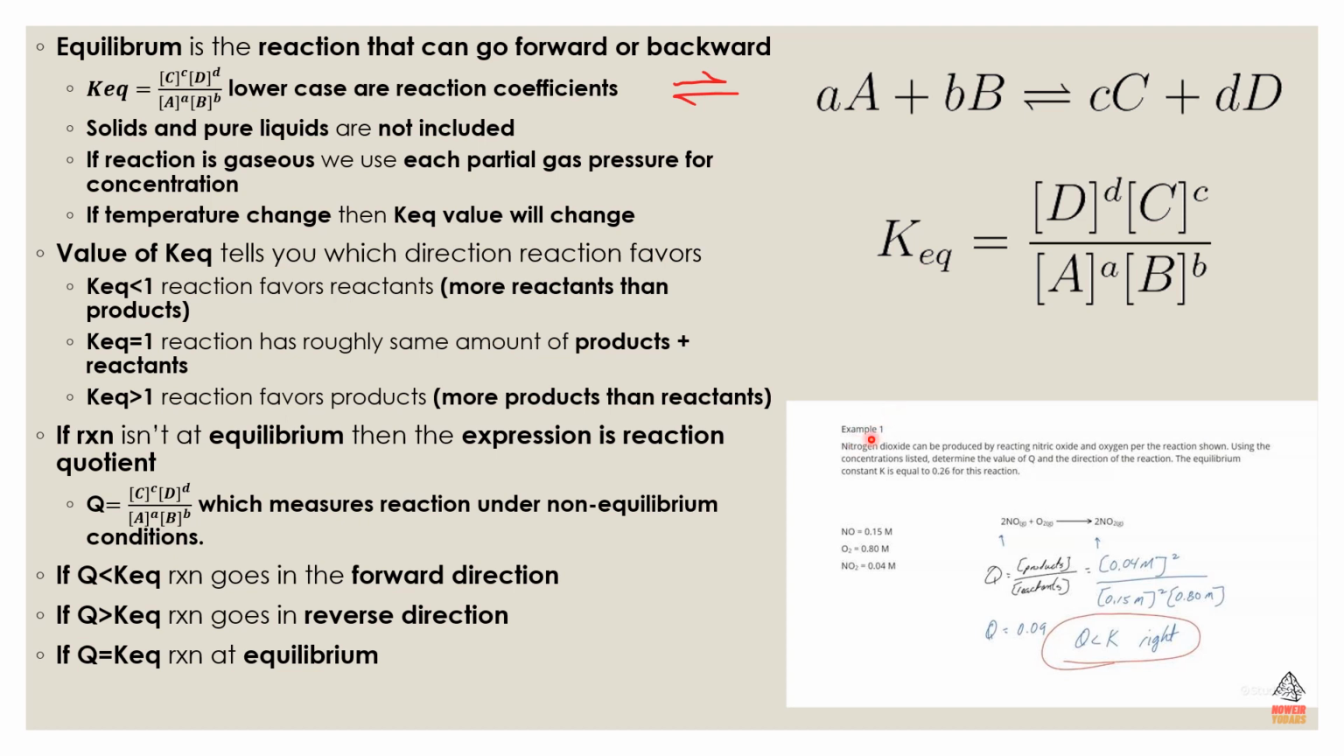Alright, and don't forget it's the products divided by reactants. And here, for instance, they calculated this. I don't know if you can see, and the Q is 0.09. Alright, but the KEQ is 0.26, and there is actually more of the KEQ than the quotient, which is 0.09. So the reaction goes this way, forward. It goes forward, doesn't go in reverse.